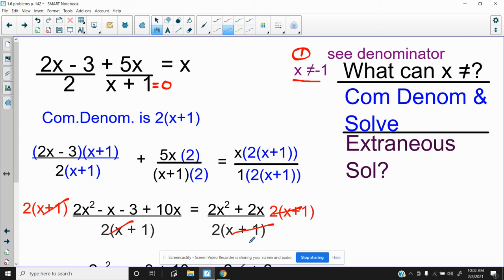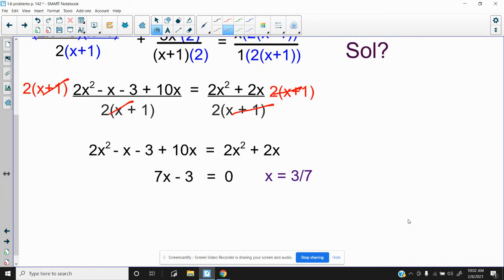And so now I have just an equation, a quadratic one, or at least it looks like a quadratic. However, what we'll notice is we're going to subtract 2x squared and subtract 2x to get everything on one side. So what looked like a quadratic equation turns out not to be a quadratic equation. We get 7x minus 3 equals 0. Add the 3, divide by 7, and we get a value of x equals 3/7.